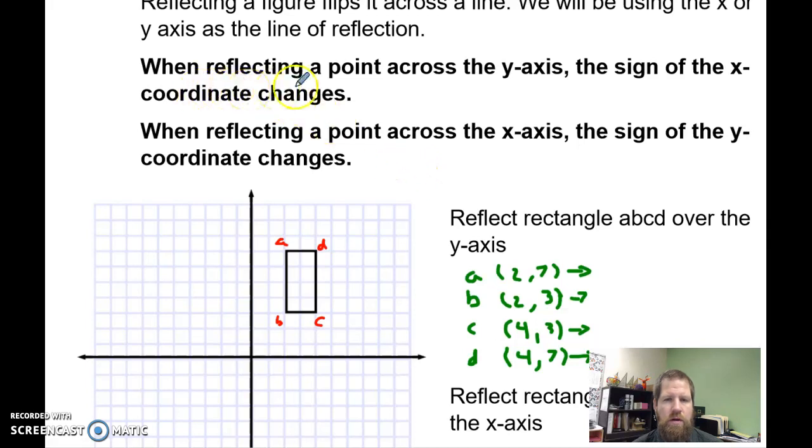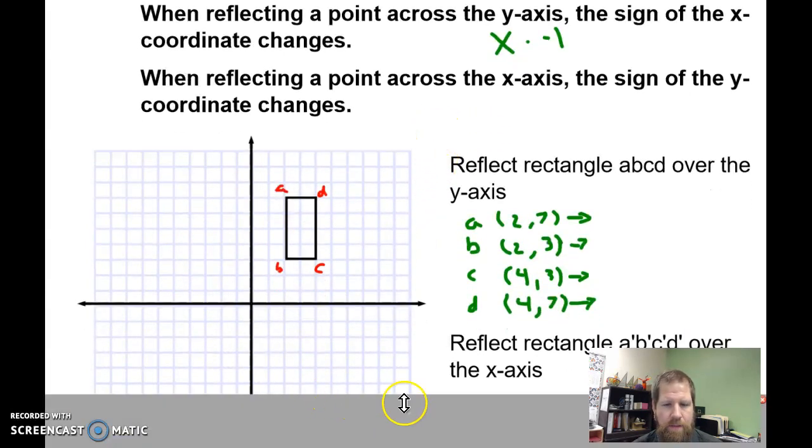So when you're reflecting across the y-axis, when your line is the vertical y-axis, you're going to be reflecting across it horizontally. So reflecting across the y-axis changes your x-coordinate. The values are going to stay the same. It's only the sign that's going to change. You can think of this as multiplying your x-coordinate by -1, x times -1. That's going to change the sign. If it's positive, like these ones, it'll become negative. If it was negative, it would turn positive.